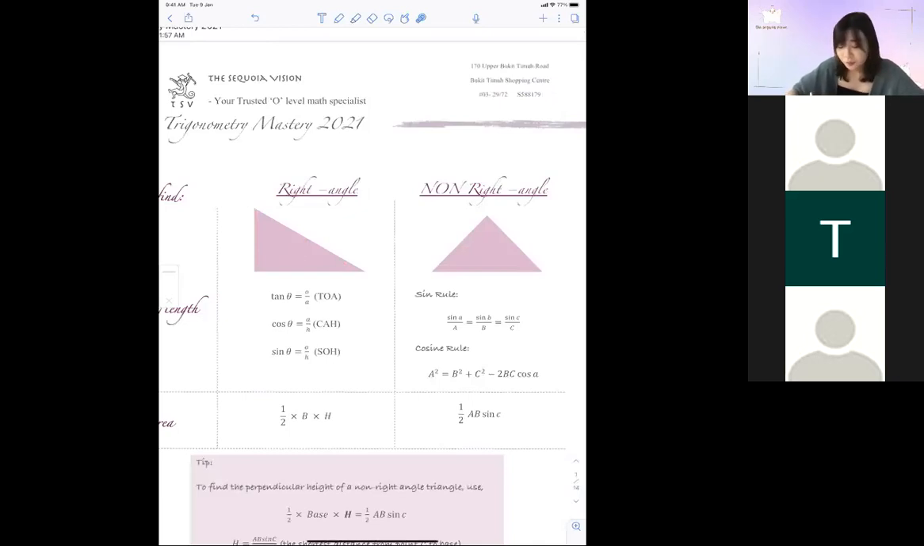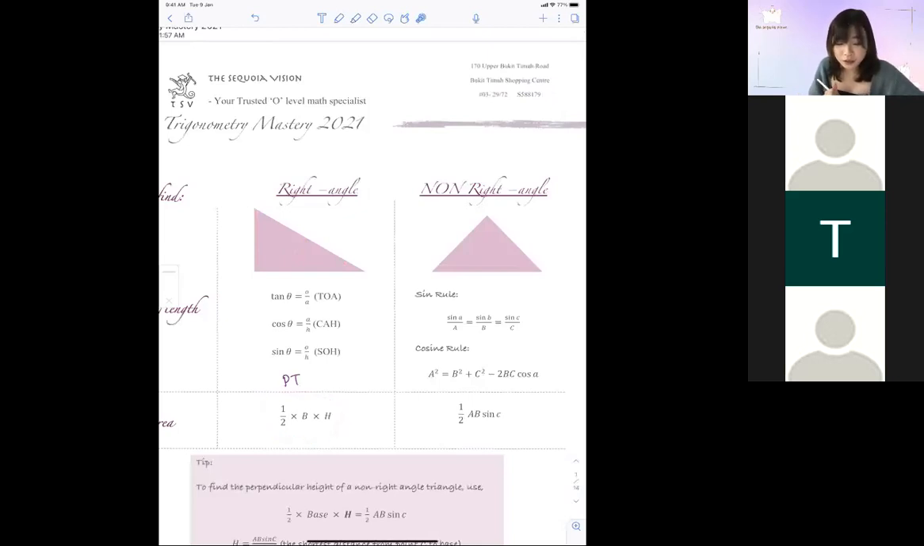Then you must see if it's right angle or non-right angle. So if it's a right angle triangle, you can use SOH CAH TOA and your Pythagoras theorem. I didn't write here, you can use Pythagoras theorem as well. And if you find the area of a triangle, you can use half times base times height.